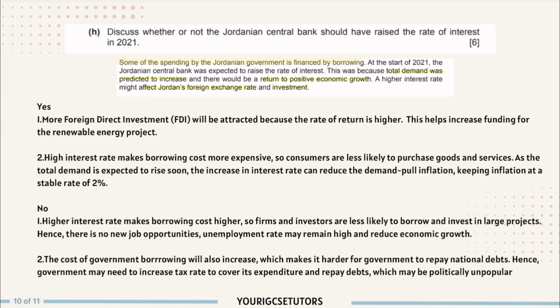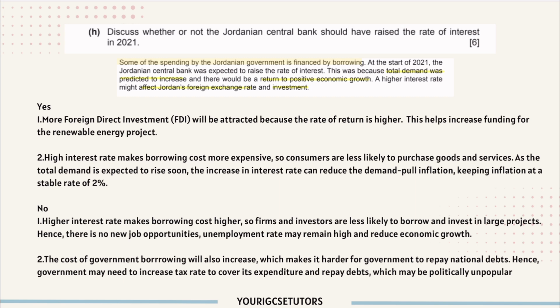Moving on to H. Discuss whether or not the Jordanian Central Bank should have raised the rate of interest in 2021. Okay, let's see the text. Some of the spending by Jordanian government is financed by borrowing. Okay, the total demand was predicted to increase, and there will be a return to positive economic growth. A high interest rate might affect Jordan's foreign exchange rate and investment. So why you need to highlight? Because the text is already giving you some hint on the points that you can further elaborate on.